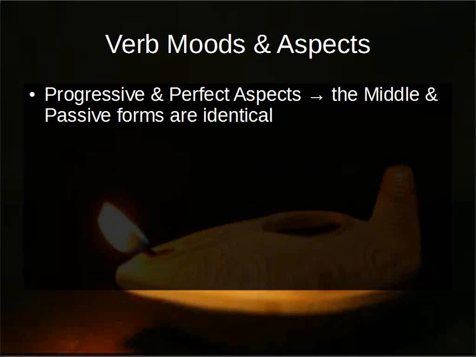So that is perfect. But the reason why I want to bring this up is this. Progressive and perfect aspects, they have the middle and passive forms identical. Remember how I showed you the present middle passive form? And how I told you that the middle voice and the passive voice are the same? This is the reason why. Is because the aspect, for some reason, wants them to be the same. Okay, so whenever we have a progressive aspect verb or a progressive aspect action, the middle and passive forms, the middle and passive voice, their forms will be identical.